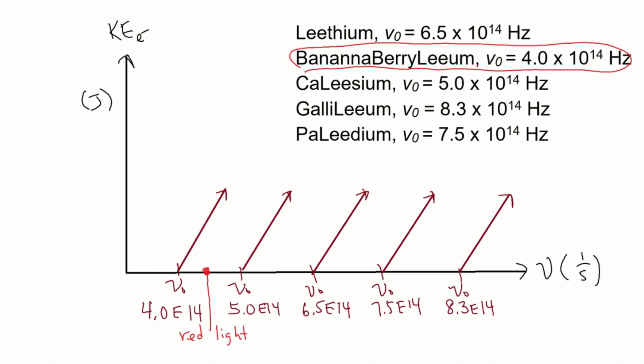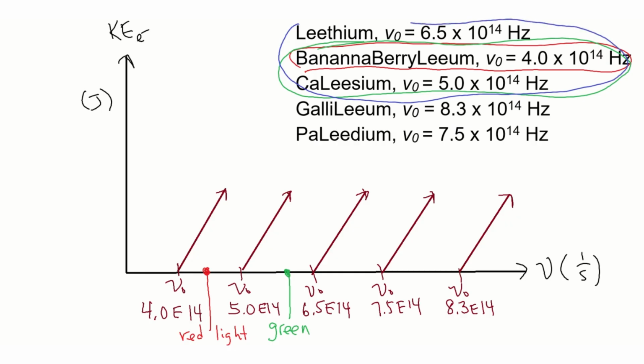Now the green light was able to eject electrons from both beryllium and calcium, but not any of the other metals. So we can say the frequency of the green light must have been greater than the threshold frequency for calcium, but less than those for lithium, palladium, and gallium. And the blue light was able to eject electrons from beryllium, calcium, and lithium. So we know the frequency of blue light must have been greater than the threshold frequency of lithium.